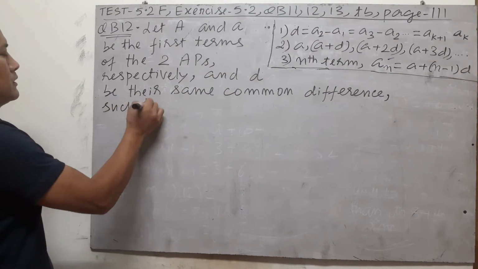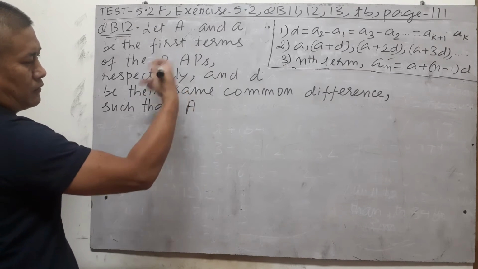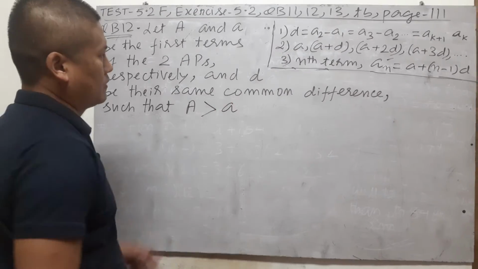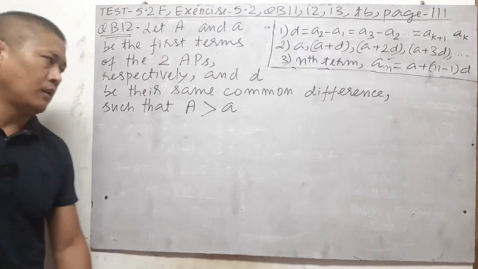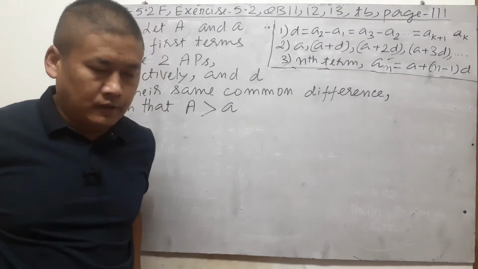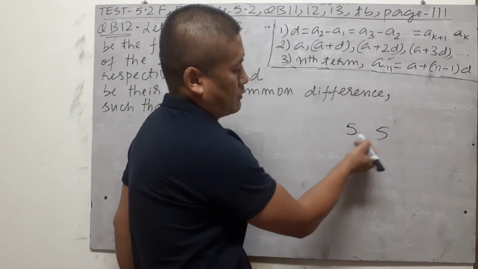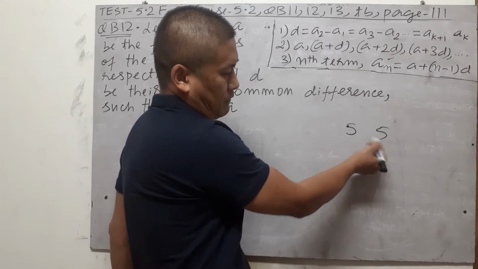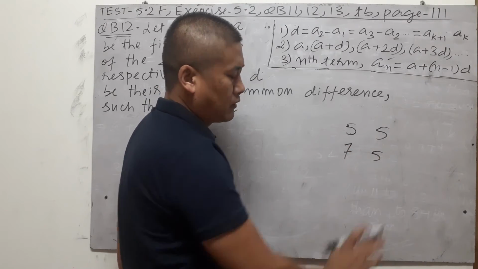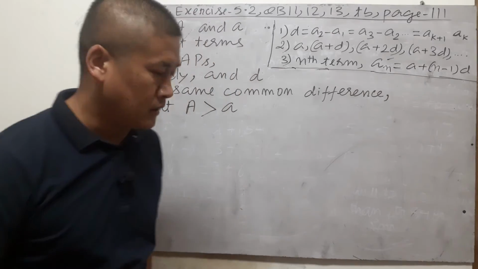Such that, let us add this condition clearly because there is a difference, first term of the first AP, capital A, is greater than first term of the second AP, small a, because one has to be greater than the other. The question clearly says there's a difference. If two students score the same marks, there is no difference. So one higher, the other lower, then only a difference will come out. So one should be bigger.